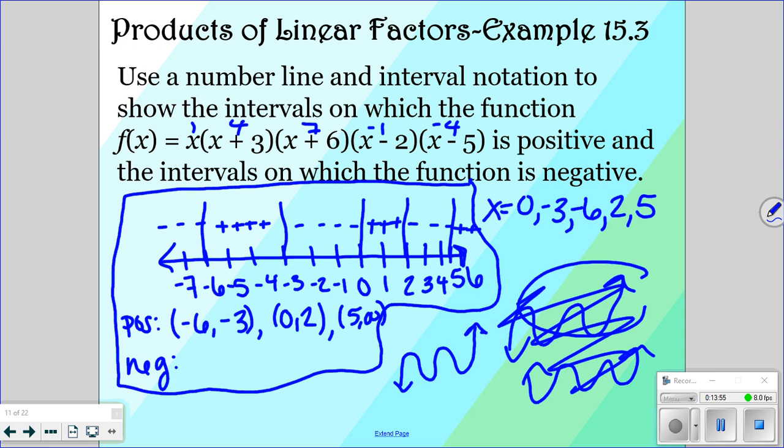Where is it going to be negative? Well, starting to the left, from -infinity all the way to -6. Again, you use parentheses when you use an infinity. So -infinity to -6. It's also negative from -3 to 0, and it's negative from 2 to 5. And so that would be how you show where that function is positive and negative.